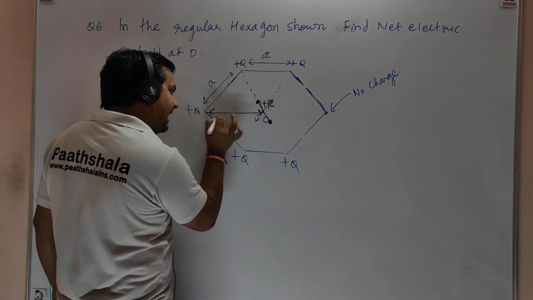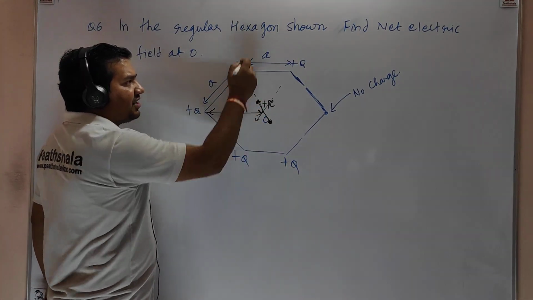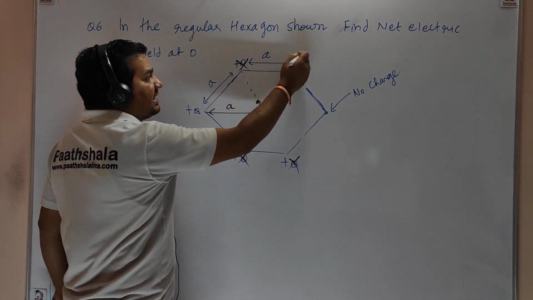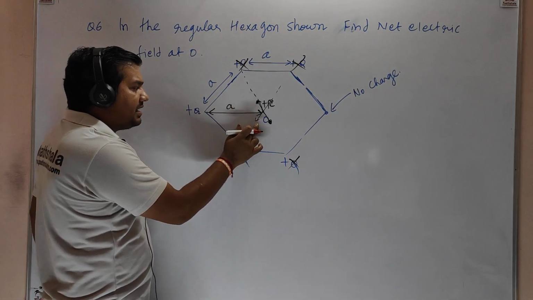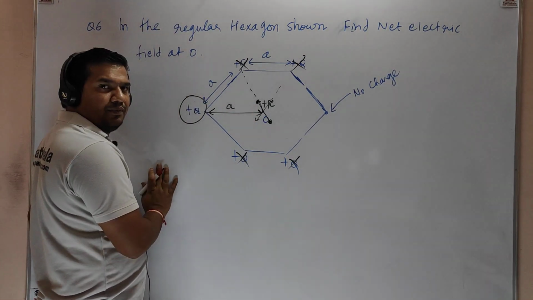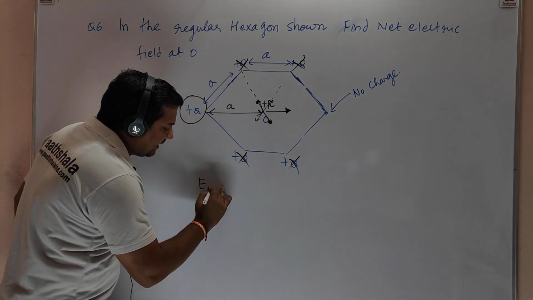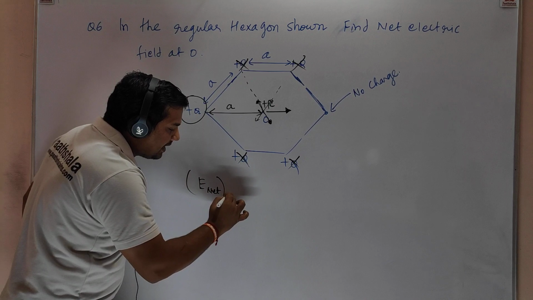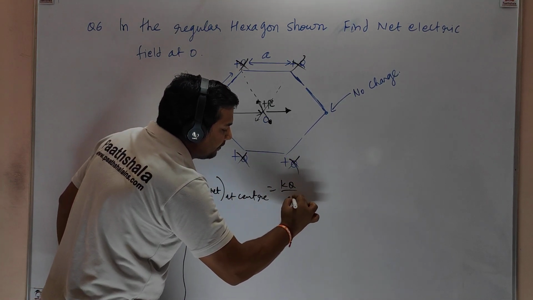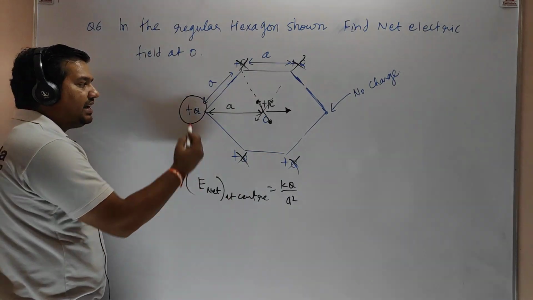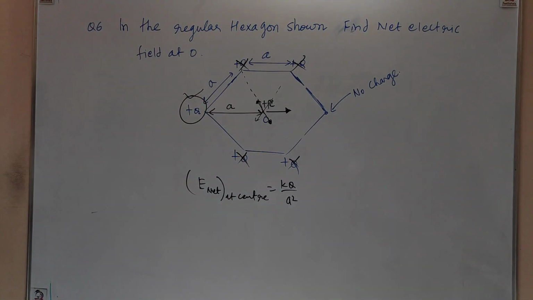This is also A. Okay, so these two will cancel their electric fields. These two will cancel their electric field. So at point O, the electric field is due to only this plus Q, and it will be repulsive, right? So the net electric field at the center will be equal to KQ upon the square of the distance. That's it. Because the electric field only due to this charge is present, right?